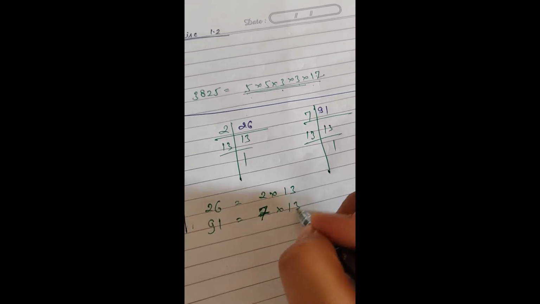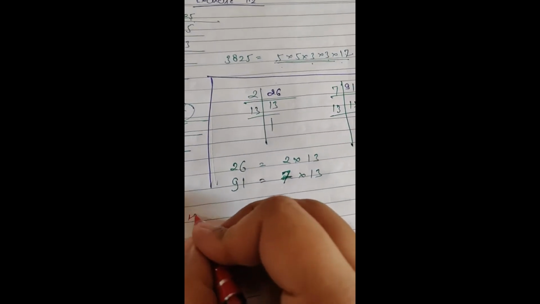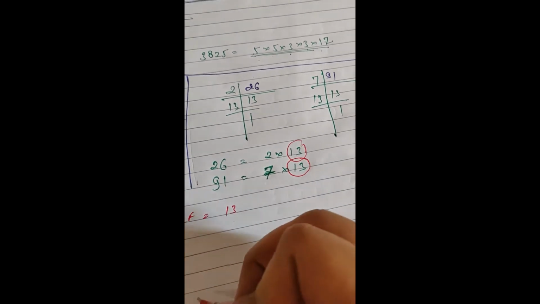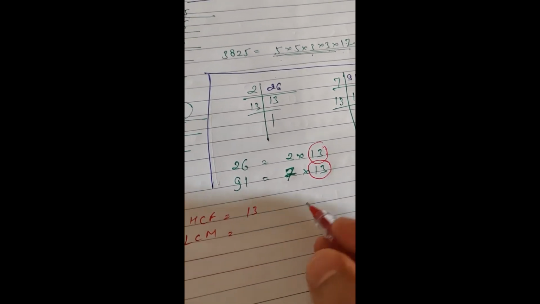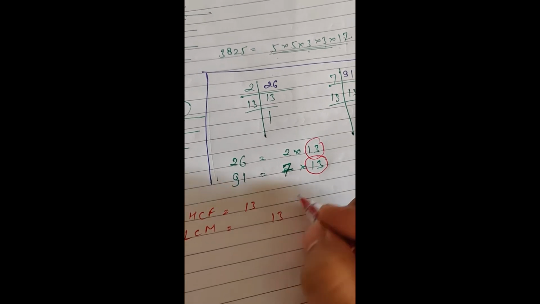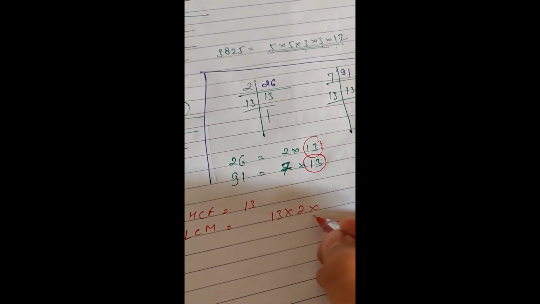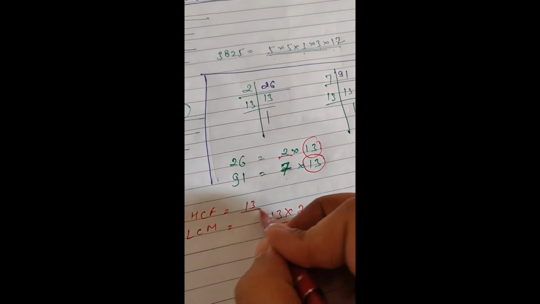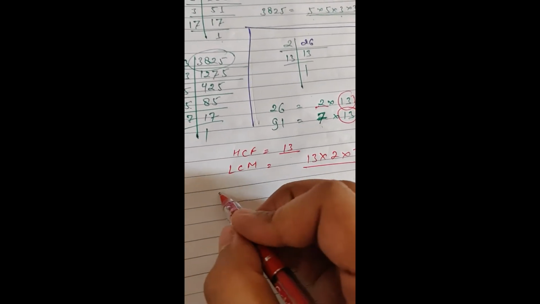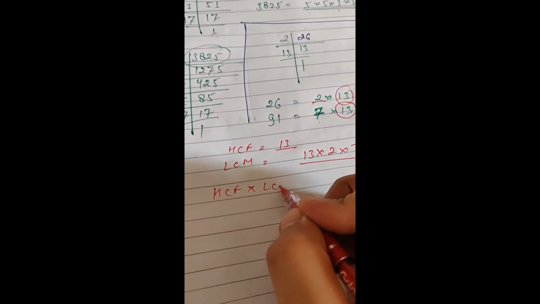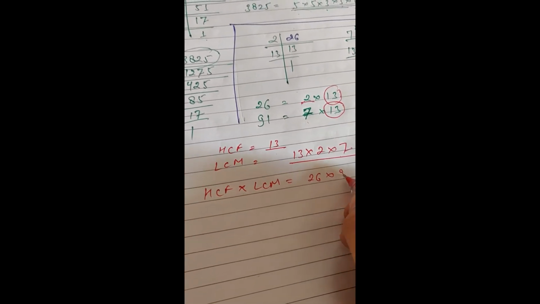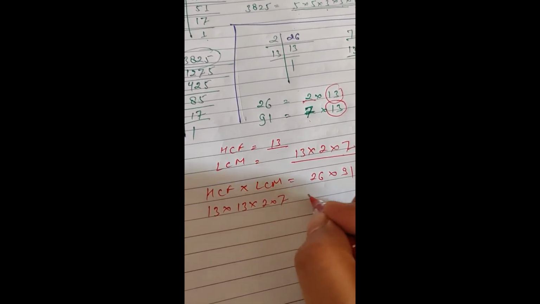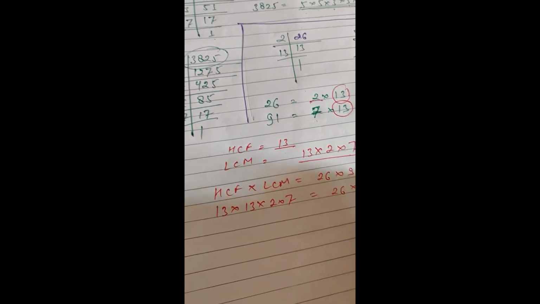Now to find the HCF, we take the numbers which are common in both. So 13 is common. The LCM is HCF times whatever remains: only 2 is remaining in 26 and only 7 is remaining in 91. So this is the LCM and this is the HCF. Now we need to verify the property that HCF times LCM is equal to the product of the two numbers. So 13 into 13 into 2 into 7 is equal to 26 into 91.